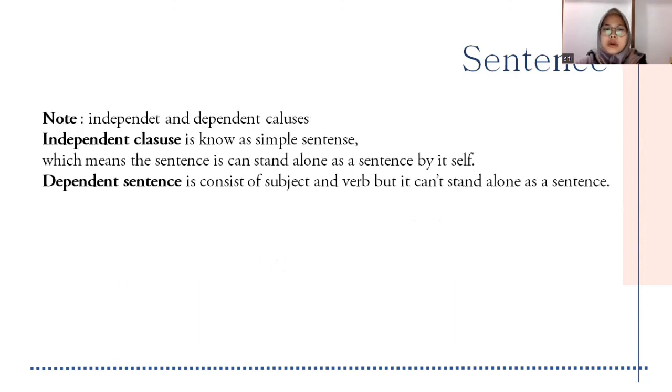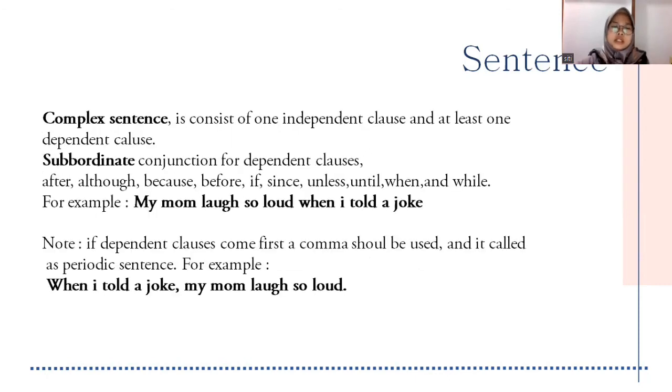And before we talk about the complex sentence, I'll explain about independent and dependent clauses first. An independent clause is known as a simple sentence, which means the sentence can stand alone as a sentence by itself. And a dependent clause consists of a subject and verb, but it cannot stand alone as a sentence. I'm sorry, I mean independent clause and dependent clause. Now we're going to talk about the complex sentence. A complex sentence consists of one independent clause and at least one dependent clause.